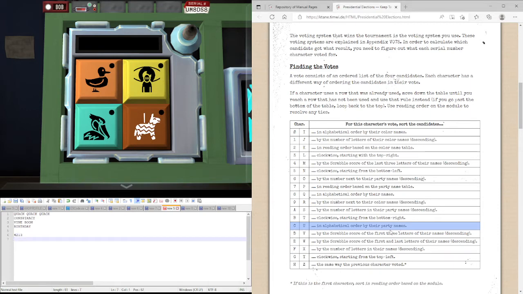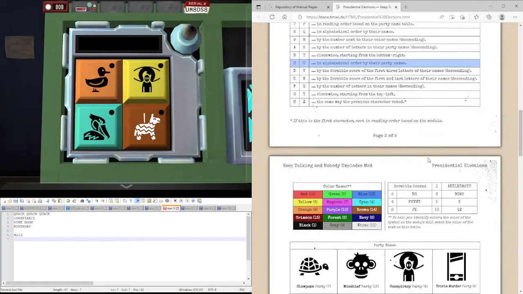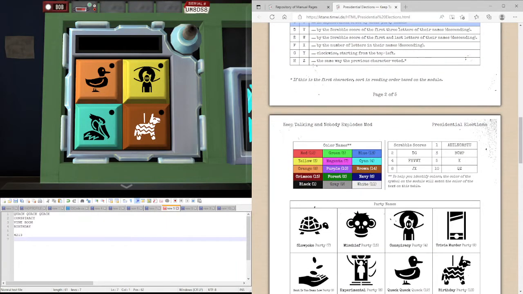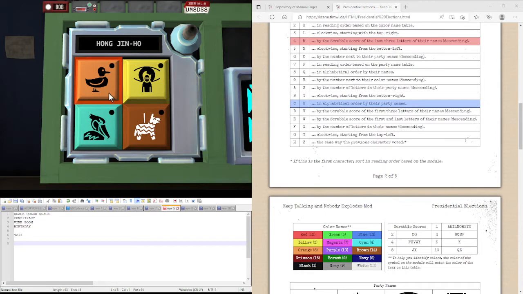Okay. Second one, we have M. By Scrabble score, the last few letters of the candidates' names. Scrabble scores is just adding up the numbers. So the last few characters of each of the candidates' names, we have NHO, we have EAF, we have EGA, and we have LEB.